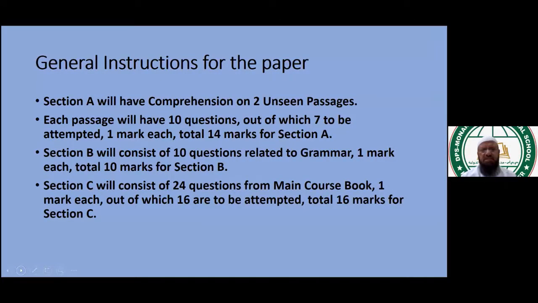This is the general instructions for the paper. Section A will have comprehension on 2 unseen passages. Each passage will have 10 questions, out of which 7 to be attempted, 1 mark each. Total 14 marks for section A. Section B will consist of 10 questions related to grammar, 1 mark each. Total 10 marks for section B. Section C will consist of 24 questions from main course book, 1 mark each, out of which 16 are to be attempted. Total 16 marks for section C.